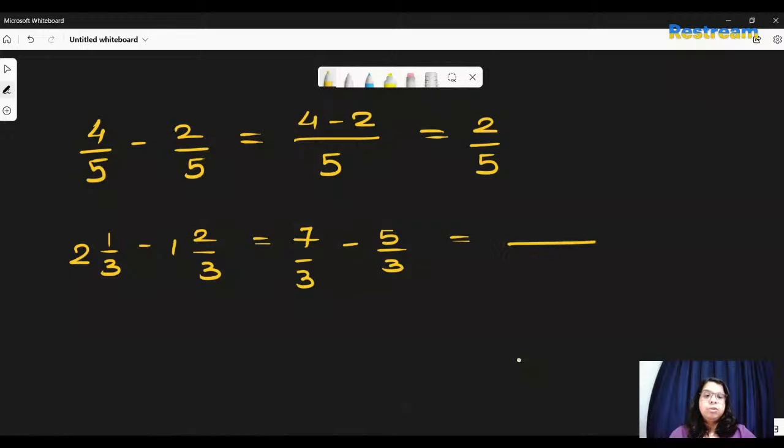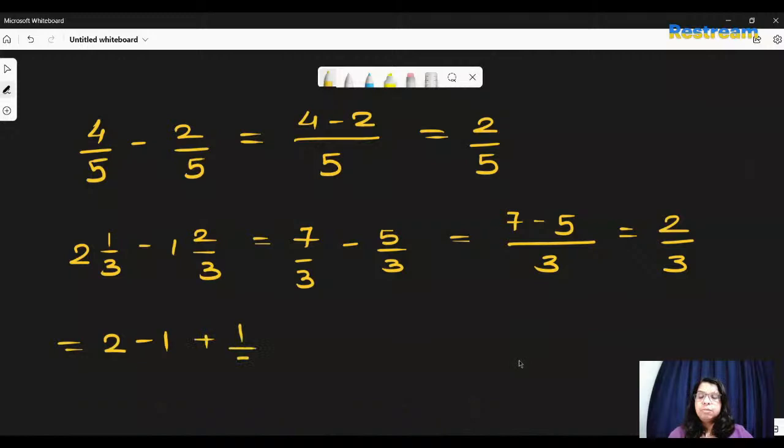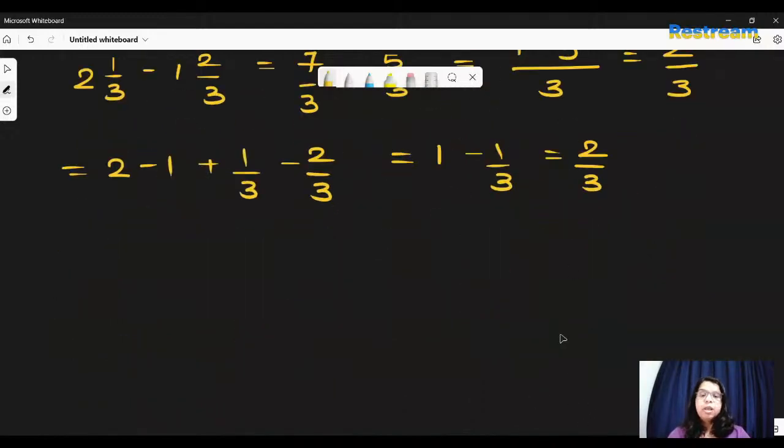So this is 7 by 3 minus 5 by 3. So that is equal to 3, which is equal to 2 by 3. Okay. What if I want to do it in this way? So it will be like this: 2 minus 1 plus 1 by 3 minus 2 by 3. So this becomes 1 minus 1 by 3, that is equal to 2 by 3. Okay, you can do it this way also, or you can convert it into the mixed fraction form.